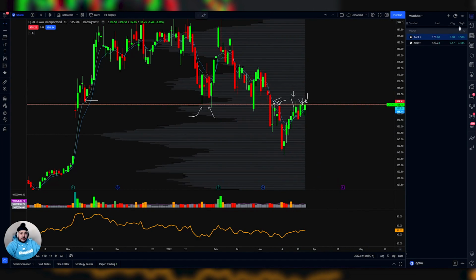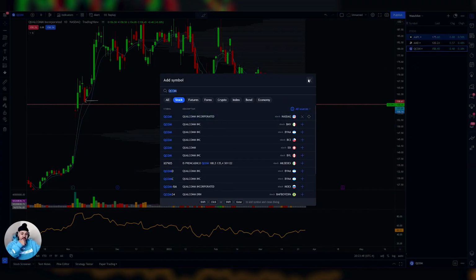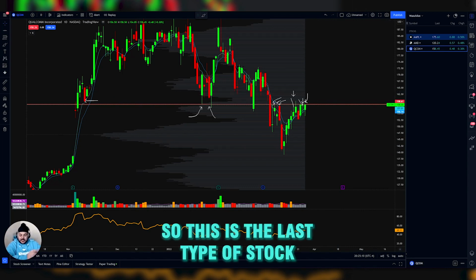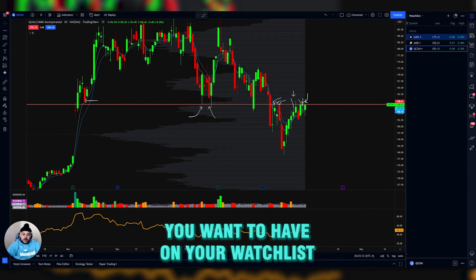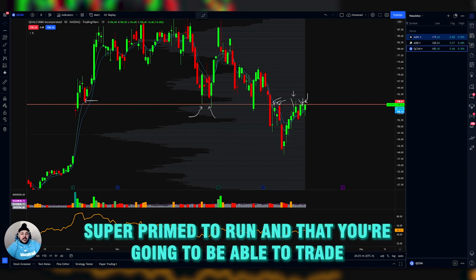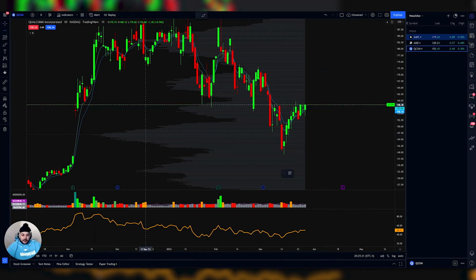So QCOM is going to be one of my main watches going into tomorrow, just because of how hard of a level this 158 level is. If it breaks past it, we are going to see a move to 160 hopefully, and then a possible move to 163. So this is the last type of stock you want to have on your watch list, ones whose daily chart is looking super primed to run, and that you're going to be able to trade very well in the coming day.